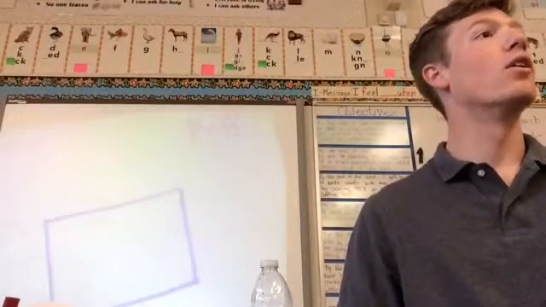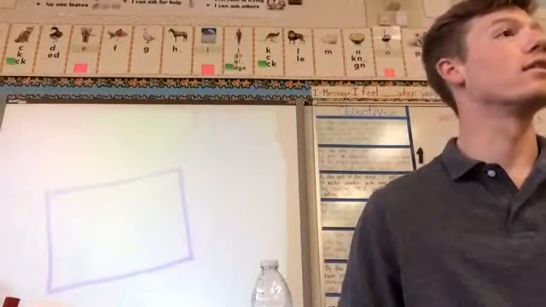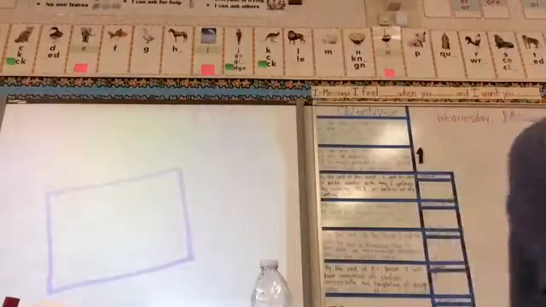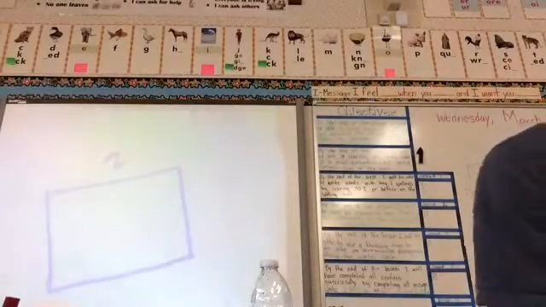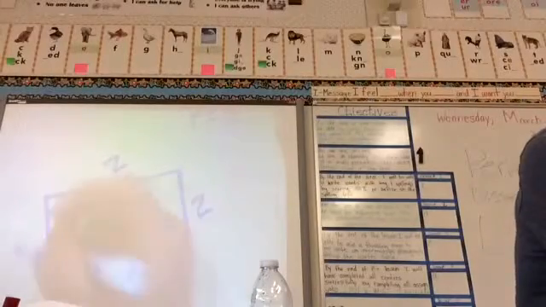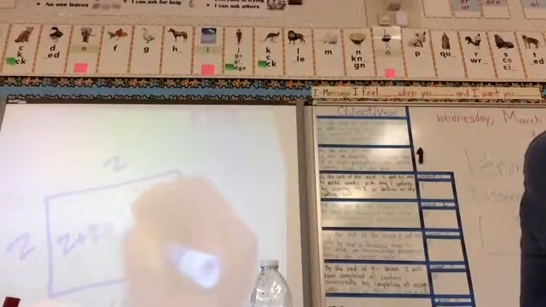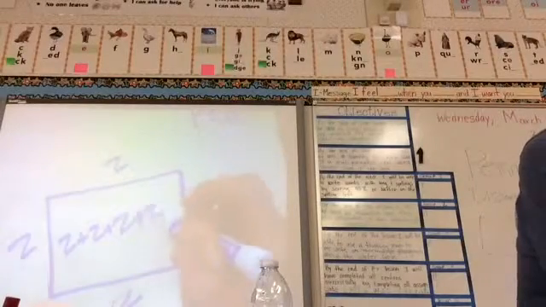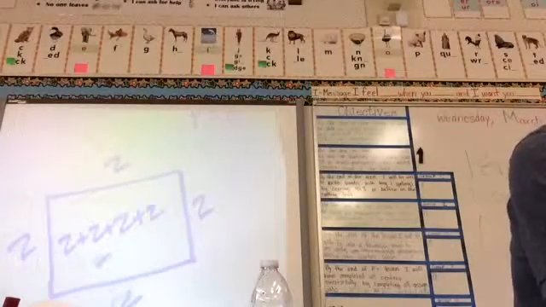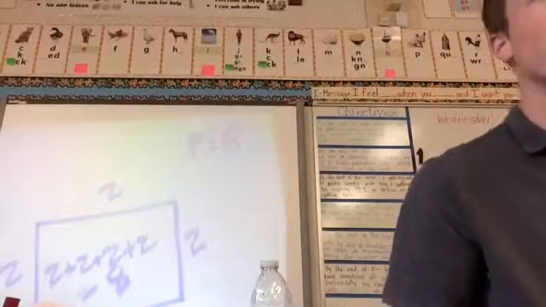And so, Ezekiel, what did you put for your side lengths? You said 2, 2, 2, 2. And when we add up 2 plus 2 plus 2 plus 2, it equals what? It equals the perimeter of 8, which is what I wanted you guys to do.